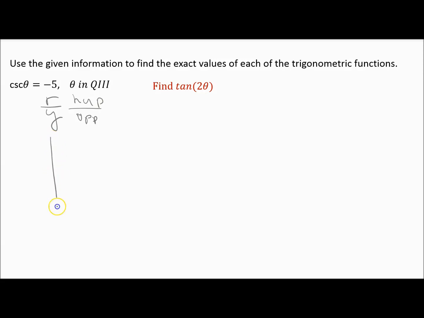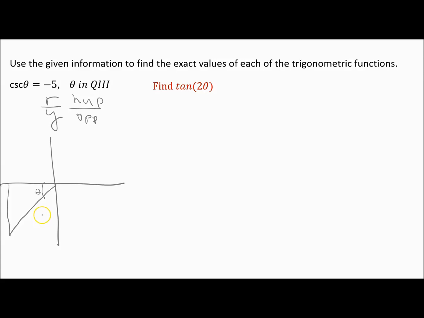And we're in quadrant 3. So I'm going to draw my xy axis. I'm going to draw an angle with a terminal side in quadrant 3. My reference angle is this guy right here. So theta is going to be right there. My r value is 5.